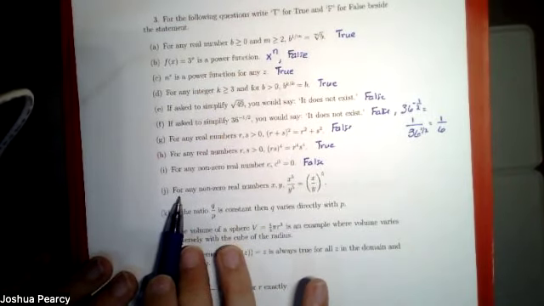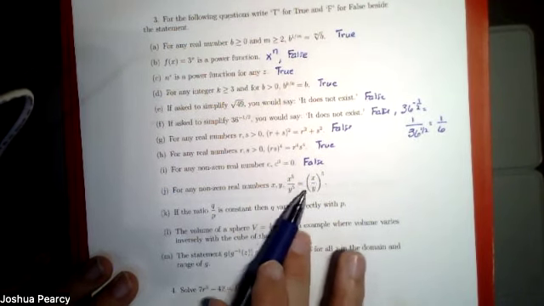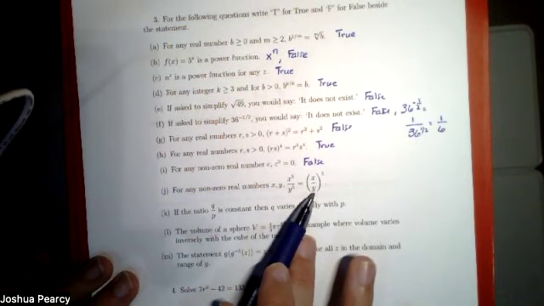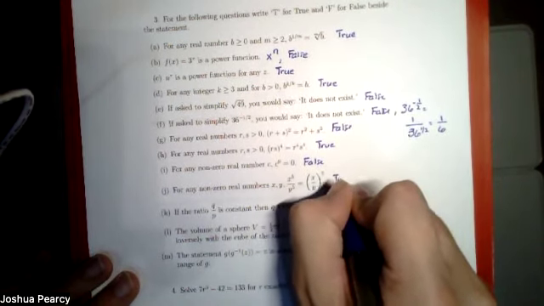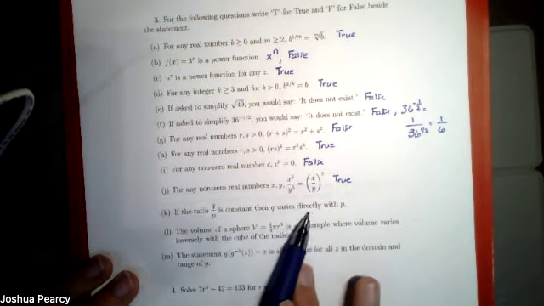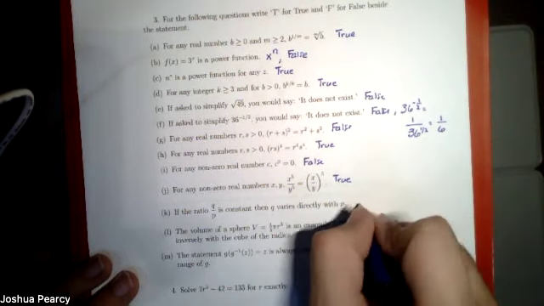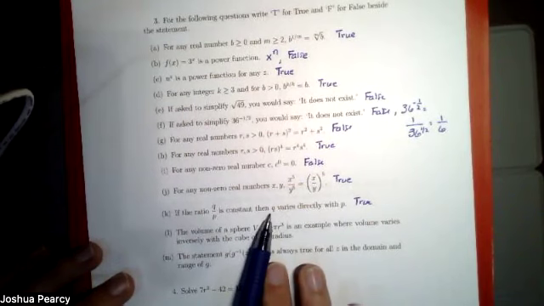Part J. For any non-zero real numbers x and y, x to the fifth over y to the fifth is equal to x over y, to the fifth power. This is true. If the ratio q over p is constant, then q varies directly with p. That is true. That is just the definition. So if we looked back at the first question, here it said p varies directly with q. All it did was flip-flop this.